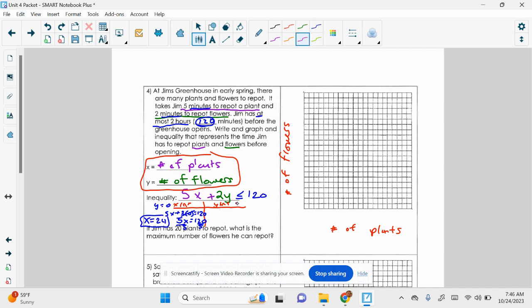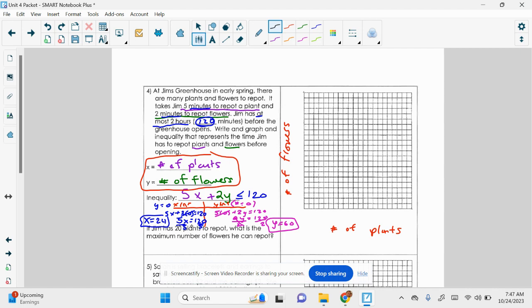So for the y-intercept, we're going to make x equals 0. Okay? So we're going to make x equals 0, and here we go. 5 times 0 plus 2y equals 120. 5 times 0 goes away. So 2y equals 120. Divide by 2, and we're going to get y equals 60. Now, we are definitely going to have to scale here. So since there's a lot of stuff going on and this sometimes gets tricky, let's just make our numbers really super easy.